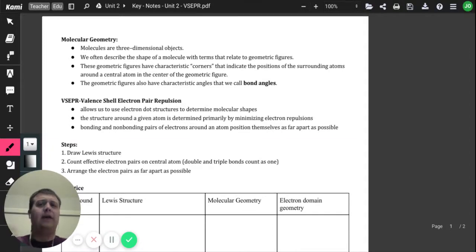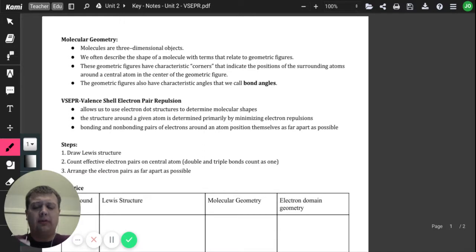So before we talk about what a VSEPR actually is, let's recognize that atoms, and molecules specifically, form 3D shapes, right? They're not just going to be on a flat line; they're instead going to be occupying a space that's a three-dimensional shape. And when we're looking at these molecules, a lot of times it's fairly easy to represent them using a traditional geometric shape, like a pyramid or a cube or stuff like that, okay?